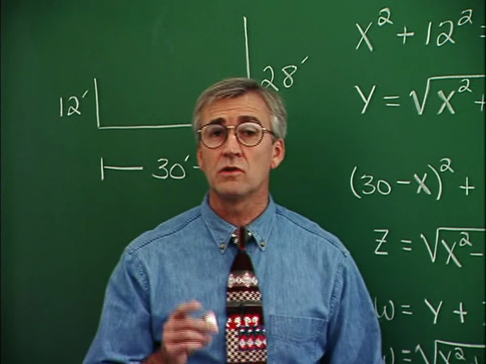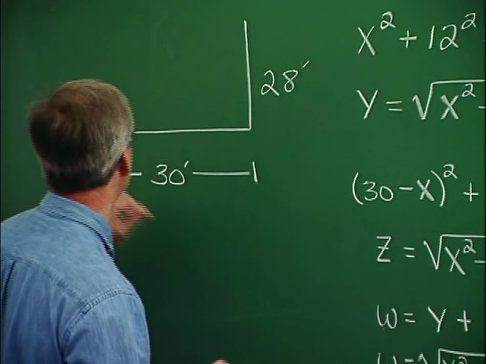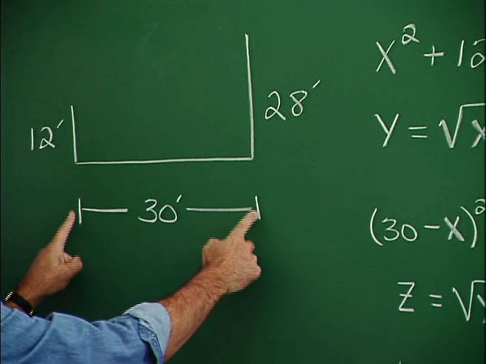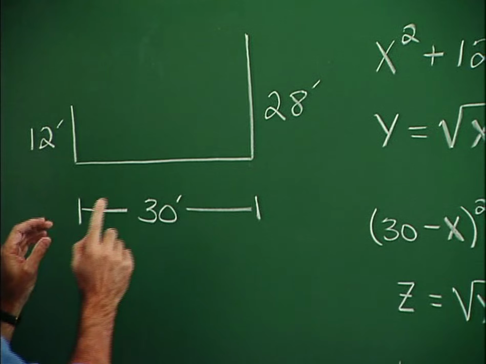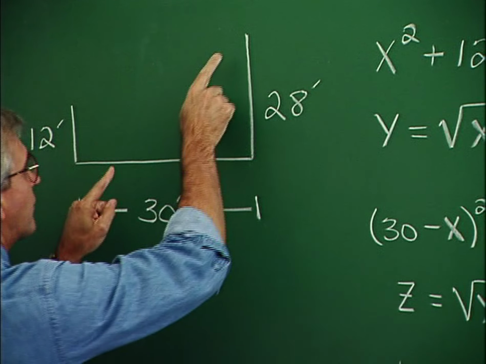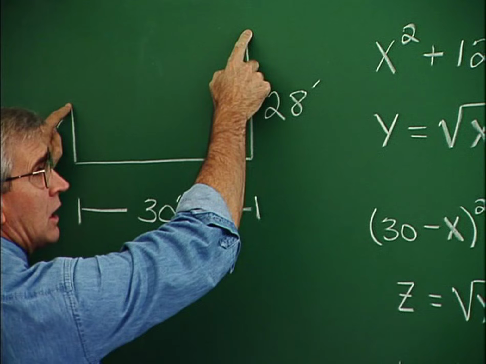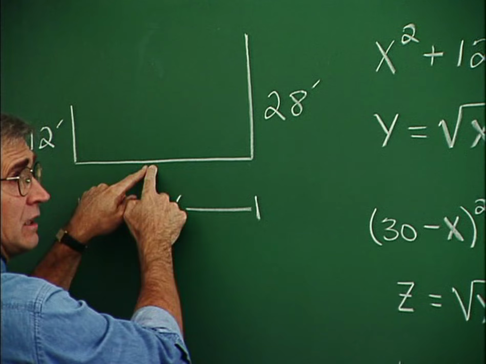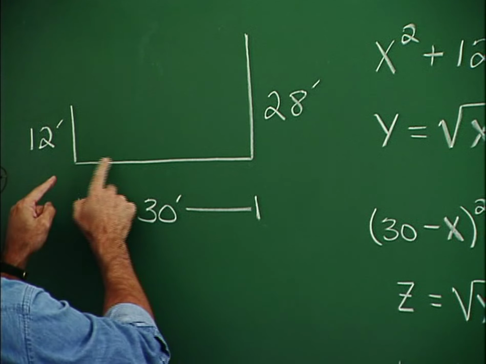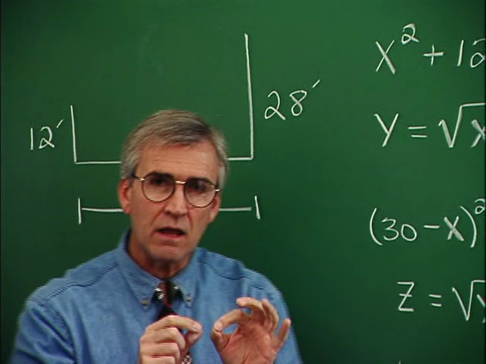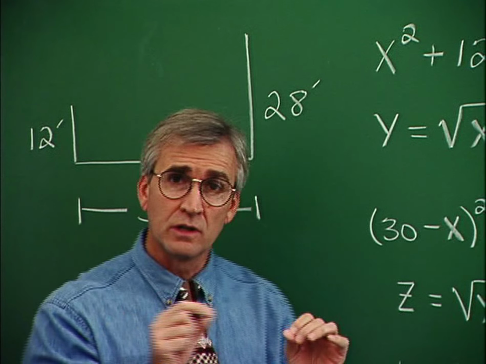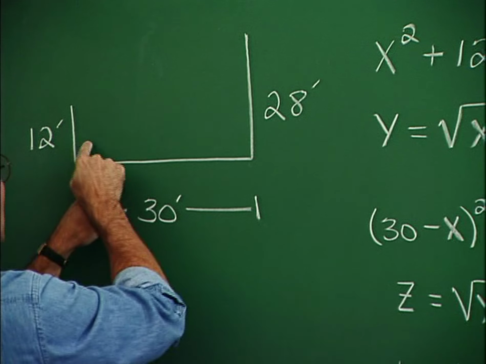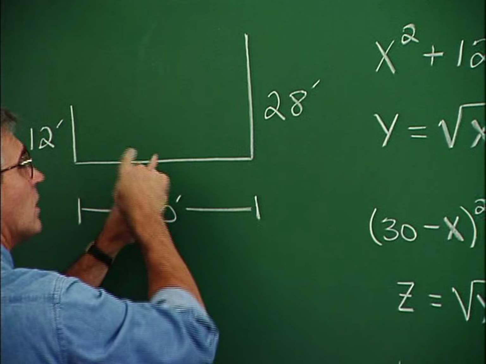For this problem, suppose we have two posts in the ground. One of them is 12 feet high and the other is 28 feet high, and the two posts are 30 feet apart. We'd like to attach from the top of each post a wire and join the wires at a single stake somewhere in this region so that we minimize the amount of wire that's used to tie these off. So the point might be right here where we have the wire, it could be over here, and so on.